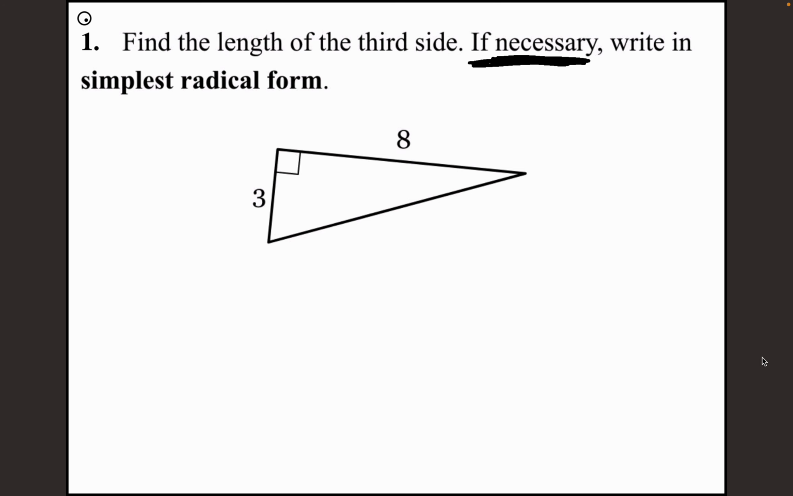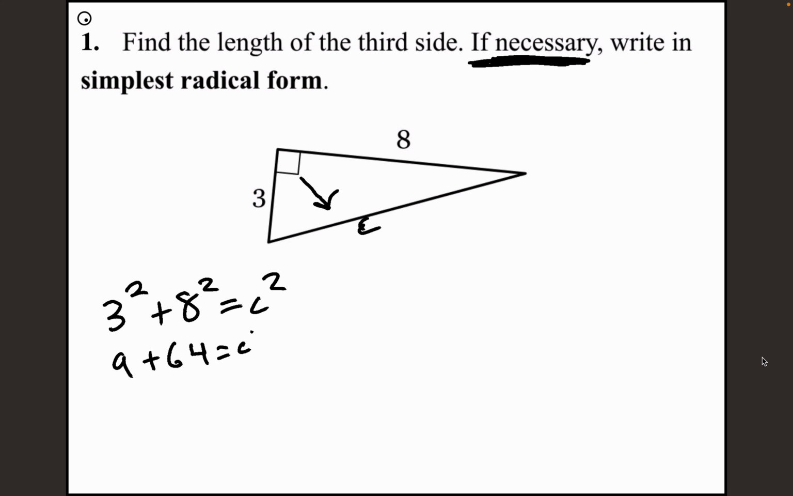So this one right here, we do not have the hypotenuse, the side directly opposite from the 90-degree angle. So that is our C. The way we're going to set this one up is 3 squared plus 8 squared equals C squared. Let's go ahead and solve and simplify. So 3 squared is 9 plus 8 squared, that's going to be 64, equals C squared. Then I have 9 plus 64, and 9 plus 64 is going to be 73. 73 equals C squared.